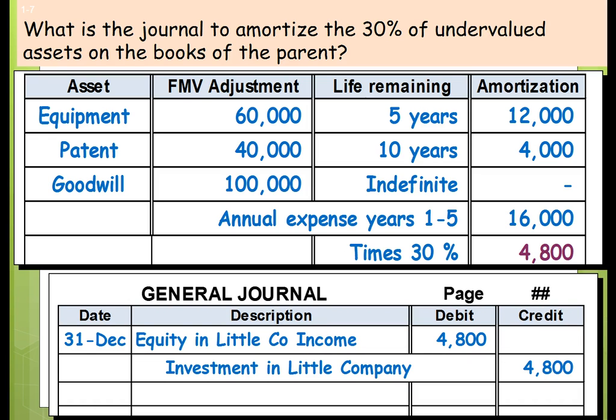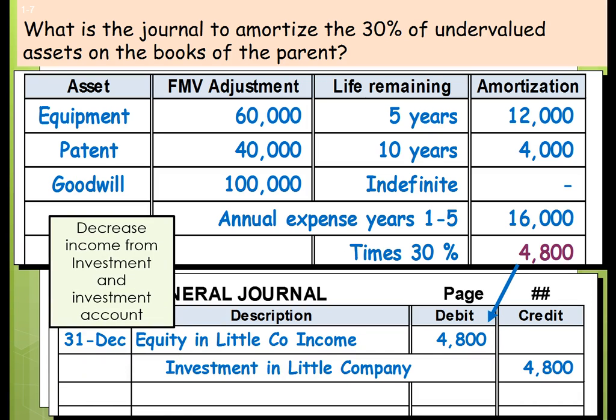Here's what's going to happen. Equity in little company income, which would be a reduction of the equity income we're going to report, and we're going to reduce our investment account by $4,800. So again, we're going to decrease the income from the investment and the investment account whenever we have amortization or depreciation.